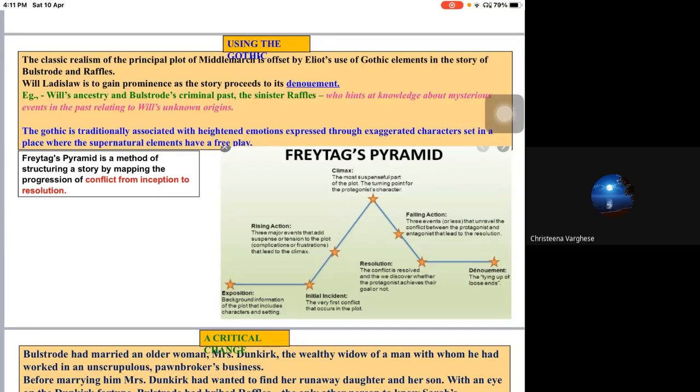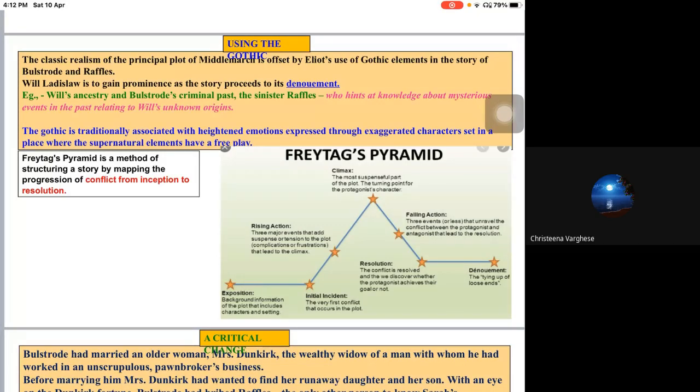So here you find Gothic elements in the story of Bulstrode and Raffles, a darker shade to the story. Will Ladislaw is to gain prominence as the story proceeds to its ending, the denouement. For example, Will's ancestry and Bulstrode's criminal past, the sinister Raffles, who hints at knowledge about mysterious events in the past relating to Will's unknown origins. So now we know the dark deed in Bulstrode's past. That is what brings shades of the Gothic into this book. Bulstrode denied Will Ladislaw the true inheritance, the money that he was really the inheritor of. So that brings in the Gothic elements.